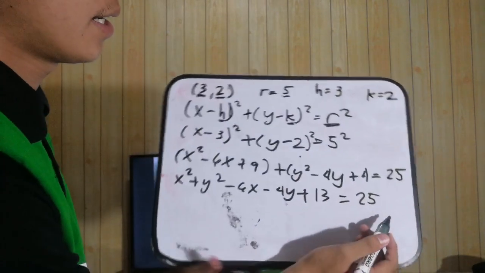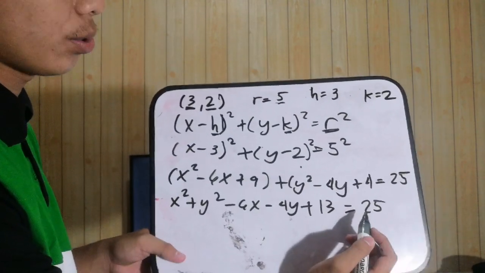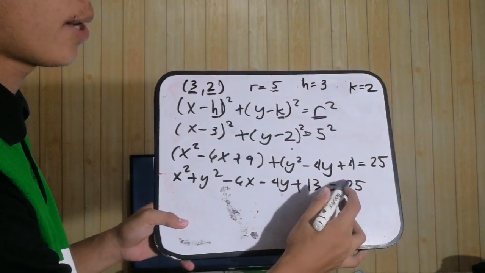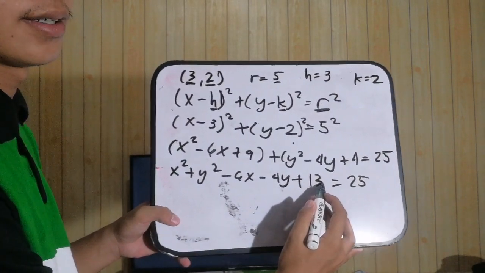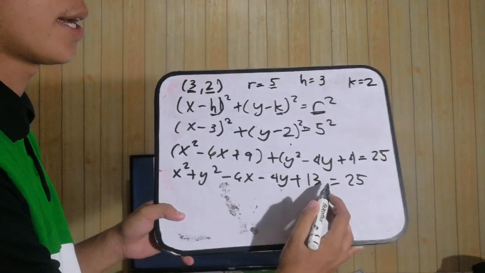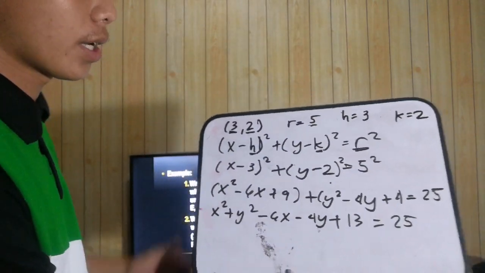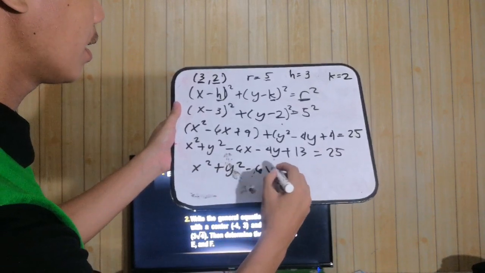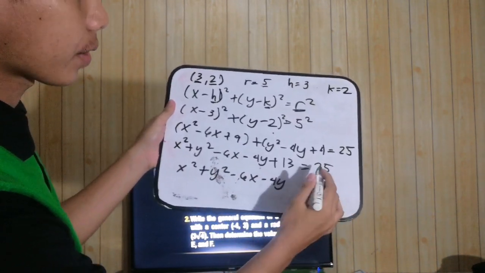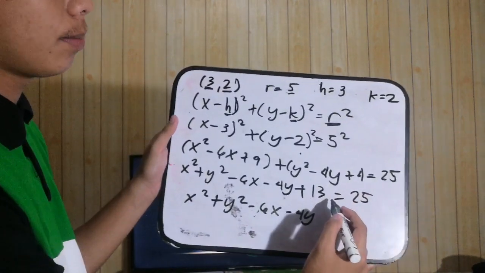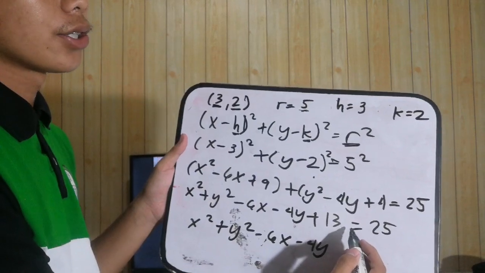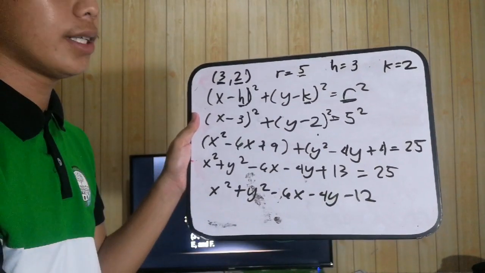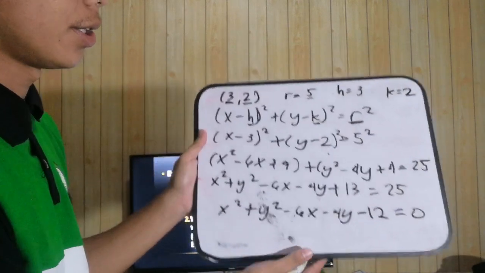So, let's equate it to 0. So, how to do that? We will just transfer this 25 to the left side. So, we are going to use additive inverse. Okay? So, this would be equal to x squared plus y squared minus 6x minus 4y. So, pag nilipat natin dito, using additive inverse, magiging negative siya. So, 13 minus 25 is negative 12, right? Am I right? Negative 12, so equals to 0.